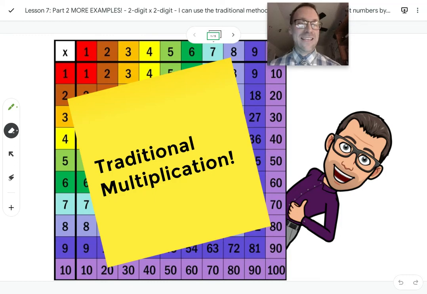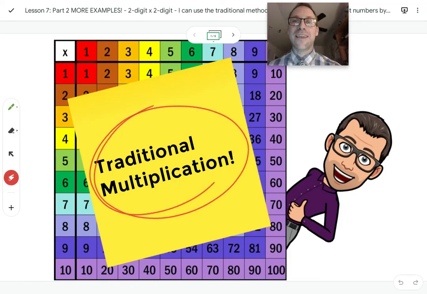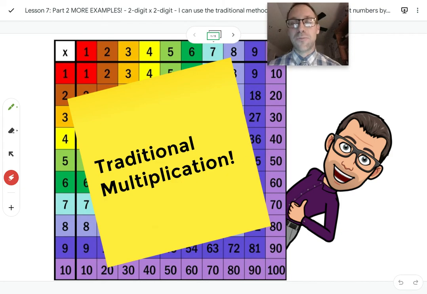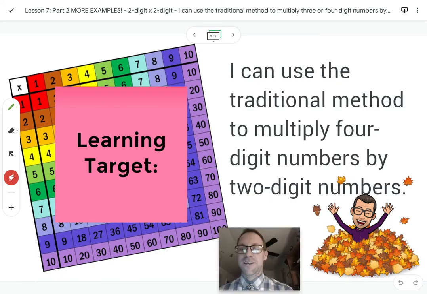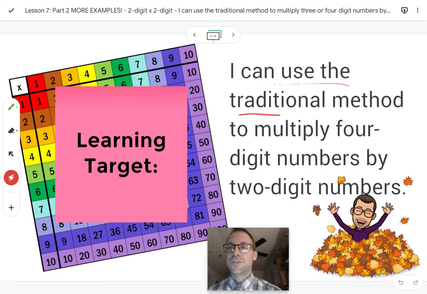Welcome to today's lesson on traditional multiplication. Today we continue to practice and learn how to multiply big numbers together. Our learning target: I can use the traditional method to multiply 4-digit numbers by 2-digit numbers. So we're increasing that top number from 3 digits in the last lesson to 4 digits today.